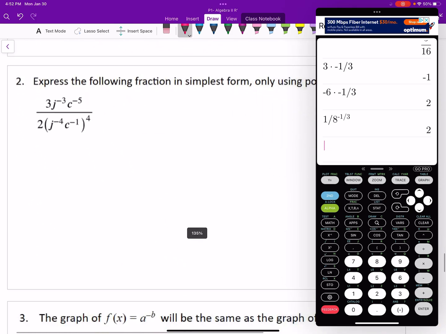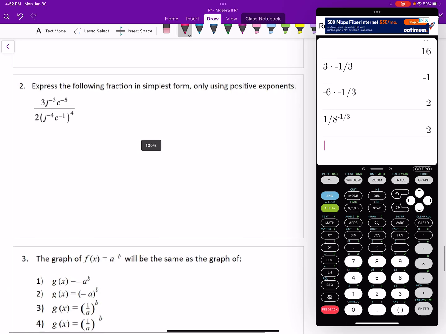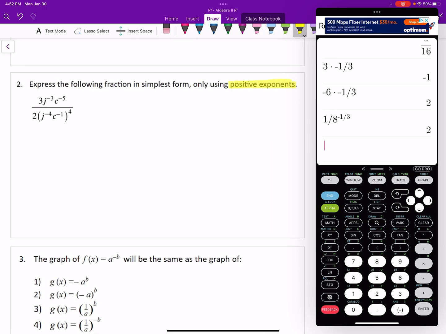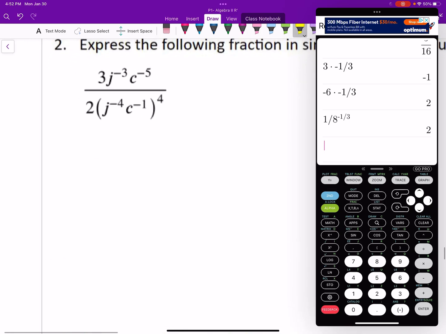Question 2 is doing the same thing that all of question 1 did, with the exception that now at the end we have to have positive exponents. I'm going to start off the same way by taking care of the parentheses. So the top is staying. The 2 on the bottom is outside the parentheses, so it does not get the exponent. And then everything inside already had their own exponents.